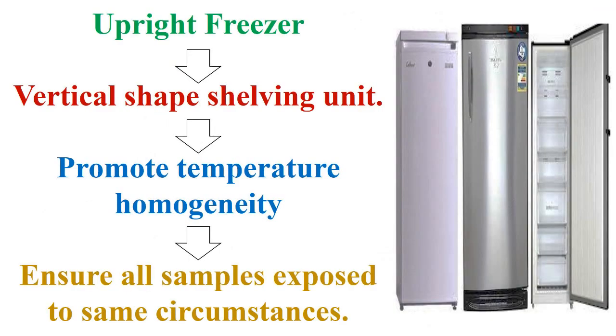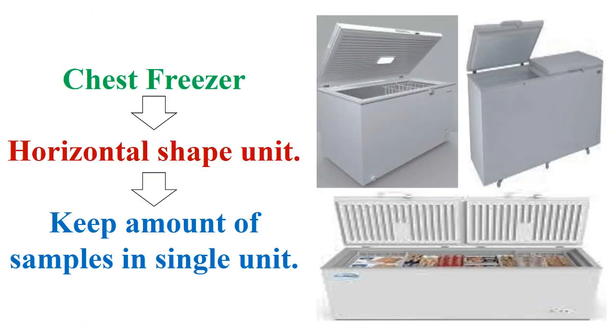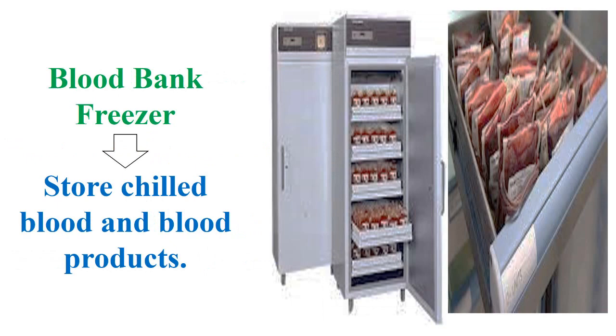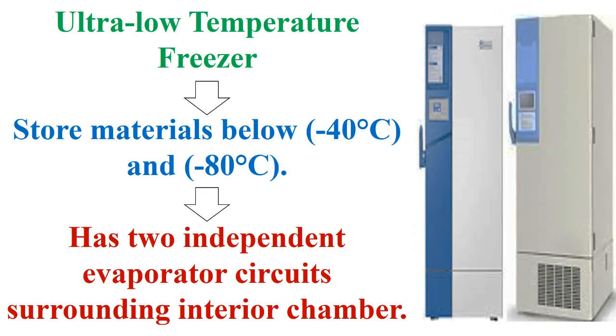However, the upright freezer has a vertical shape shelving unit, to promote temperature homogeneity, to ensure all samples are exposed to the same circumstances. While the chest freezer is a horizontal shape unit, used to keep a large amount of samples in a single unit. And the blood bank freezer is used to store chilled blood and blood products. While the ultra-low temperature freezer is used to store materials below -40 and -80 degrees Celsius, because it has two independent evaporator circuits surrounding the interior chamber.